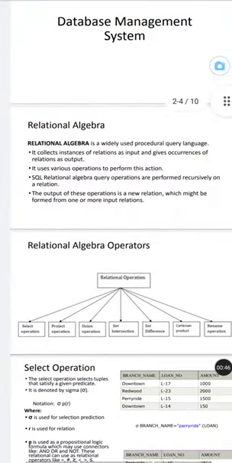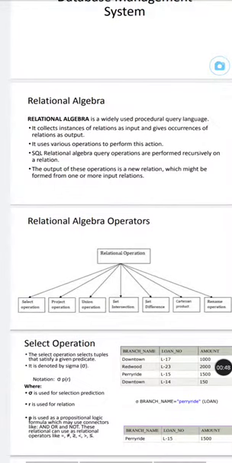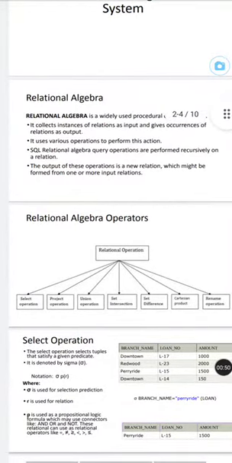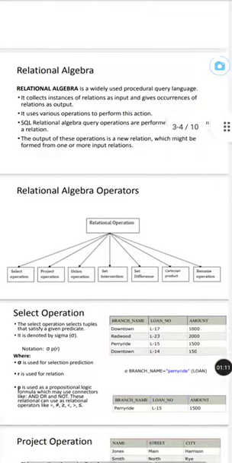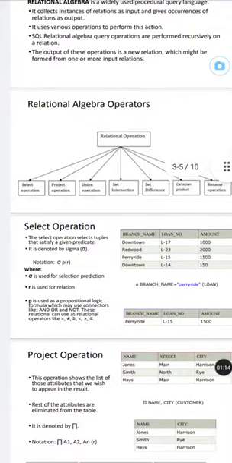Let's see what the various operators under relational algebra are. Those are select, project, union, intersection, difference, Cartesian product, and rename. These are the various relational algebra operators which help us in retrieving the data according to the conditions applicable for the data to be retrieved from the relation. Here first comes the select operation.